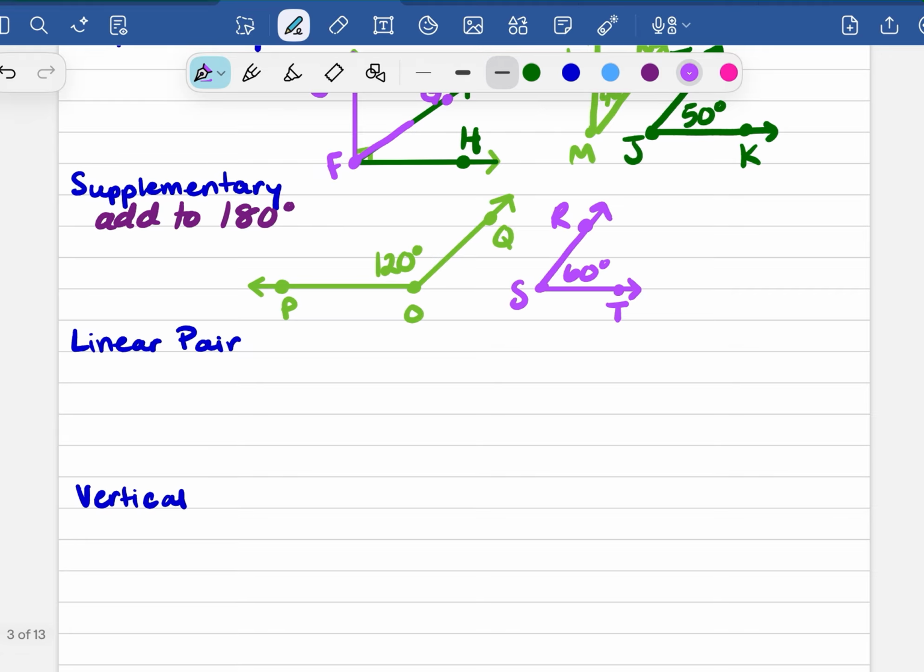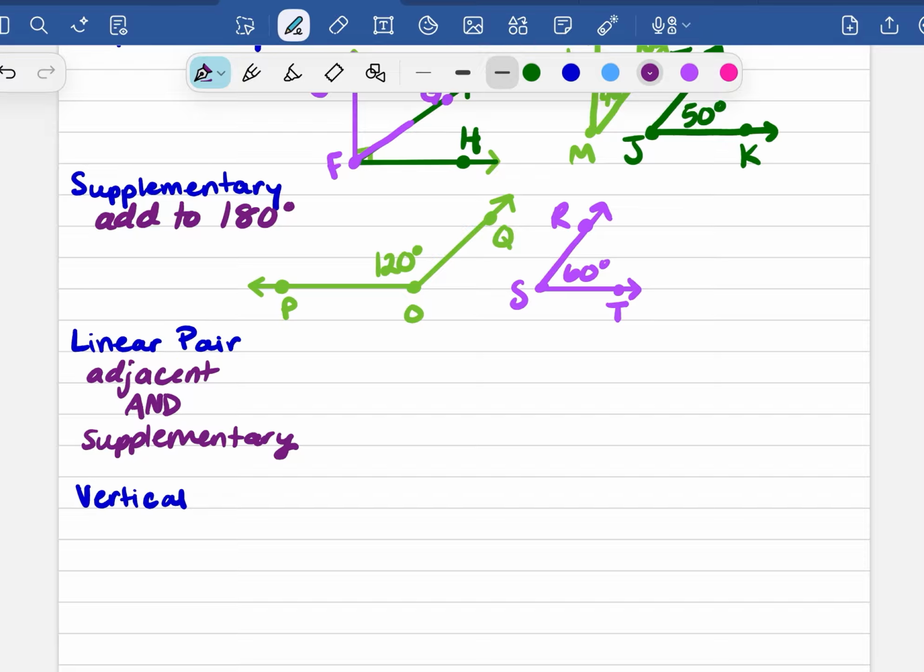The next one is a linear pair. A linear pair are angles that are adjacent and supplementary. If angles are adjacent, if they're next to each other, and they're supplementary, they're going to add to 180 degrees together. So they're going to form a line because they're next to each other. So the two that I drew up above for supplementary, they don't form a line together unless we put them together, but they're two separate, so they don't form a line.